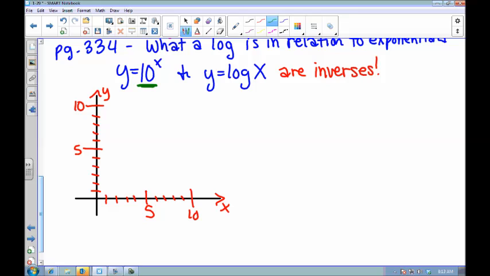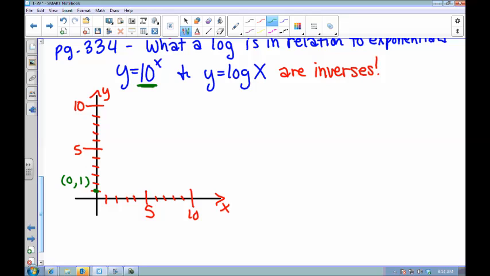Does anyone know what 10 to the 0 power is? 1. Anything to the 0 power is 1. So if we plug in 0, we get 1. So that's the point on the graph: 0, comma 1, right here.